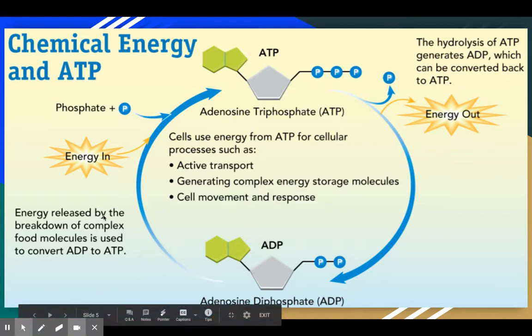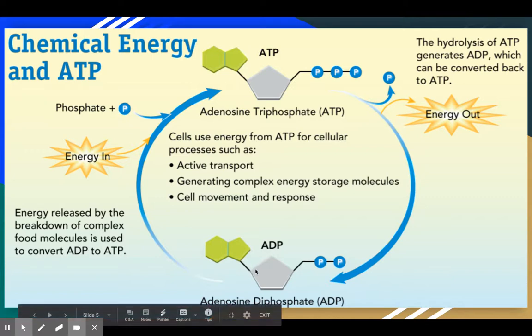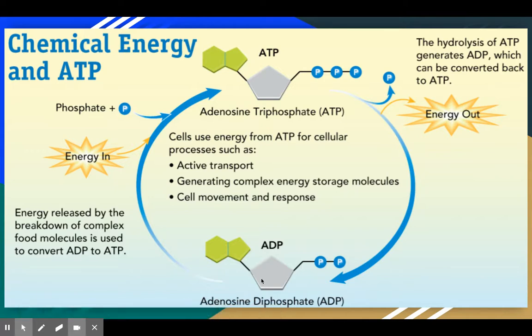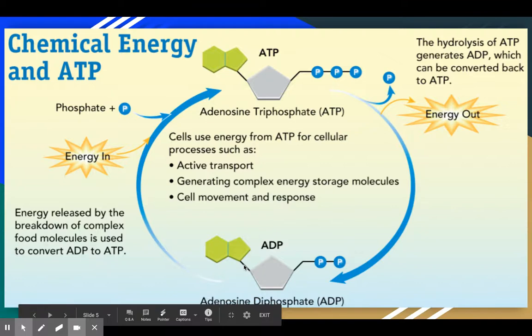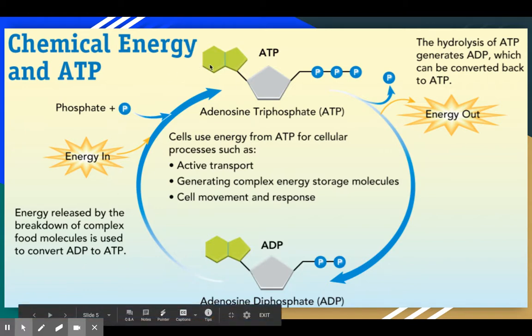Well, it's inside of a cell, and energy gets released by the breakdown of complex food molecules, and it gets used to convert ADP into ATP. So what this means here is that our cells break down carbohydrates, which you get from the food that you eat. They break down the carbohydrates for energy. And this energy, so this is the energy from the food that you eat, along with a phosphate group, gets added to the ADP, and together, ADP, energy, and phosphate creates an ATP molecule.